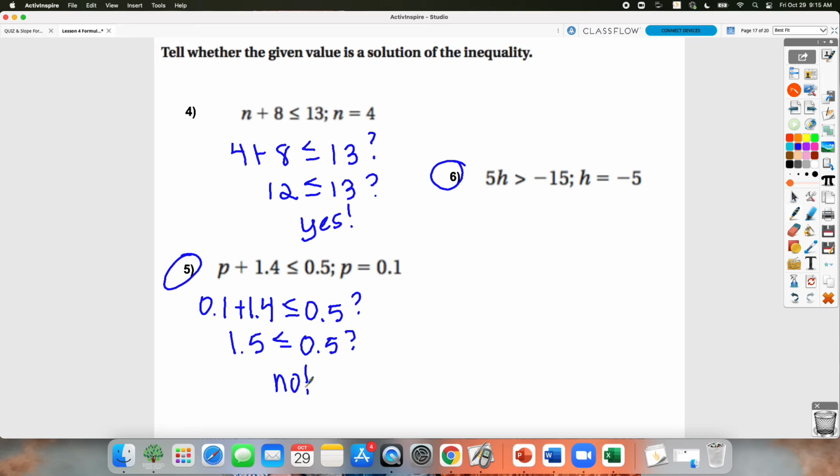All right, and then for number 6, Kendall, what do I need to do first if I'm testing to see if negative 5 is a solution? Yeah, multiply 5 times negative 5, right? So I'm going to have 5 times negative 5, and I'm trying to see if that's greater than negative 15. All right, so Kendall, what do we get when we multiply 5 times negative 5? Yeah, negative 25. So, Kendall, is negative 25 greater than negative 15?